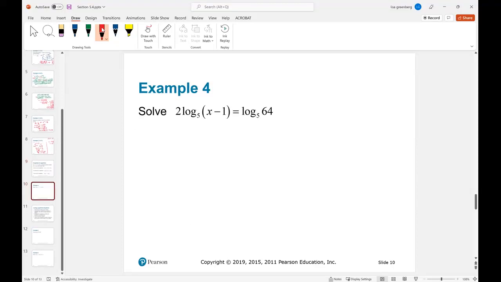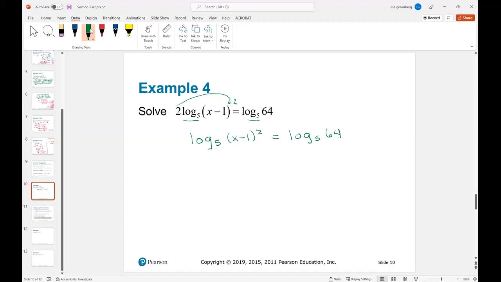So let's go and solve another equation. So here, well, notice I have the log base 5 on both sides. So that's kind of good. Really what I need to do is if I use my power rule and I make this squared, then notice I have log base 5 of x minus 1 squared equals log base 5 of 64.